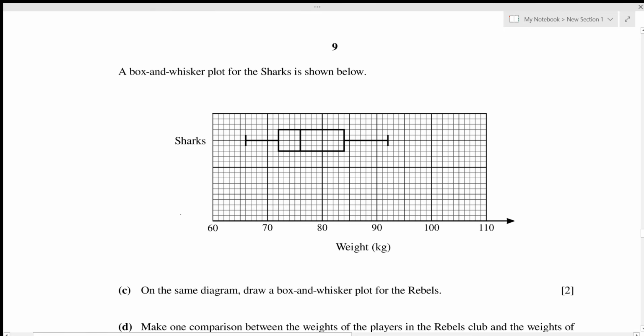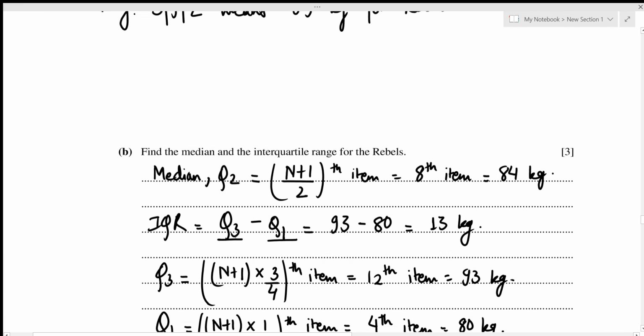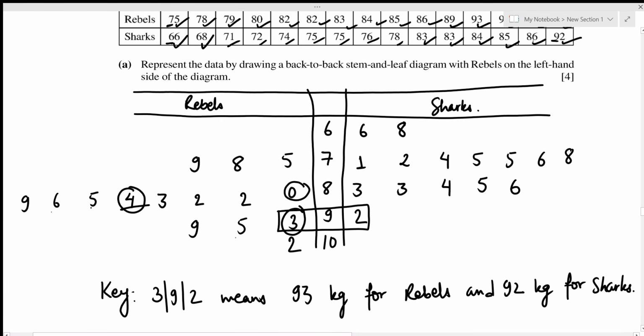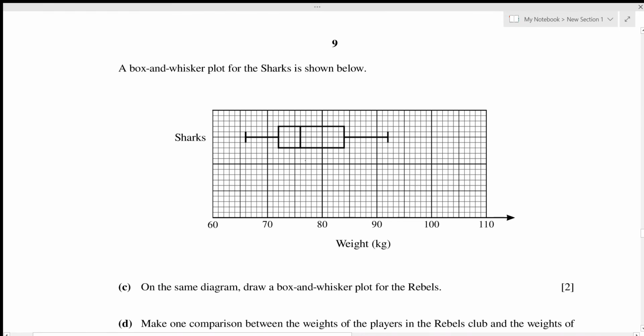Now for the third part, we're given a box and whisker plot for the sharks. And on the same diagram, we need to draw a box and whisker plot for rebels. We know that the box and whisker consists of 5 pieces of information. The first one is going to be the lowest value. Let's look for the lowest value of rebels. That's going to be 75 kgs. Let's mark that value first. 70 is right here, which means this will be 75. So that is going to be right here.